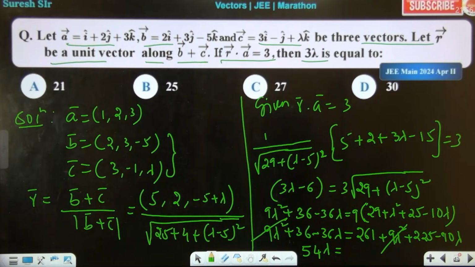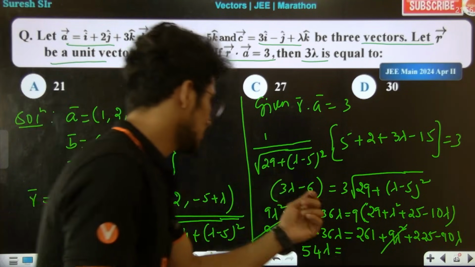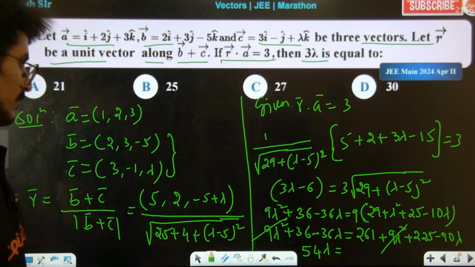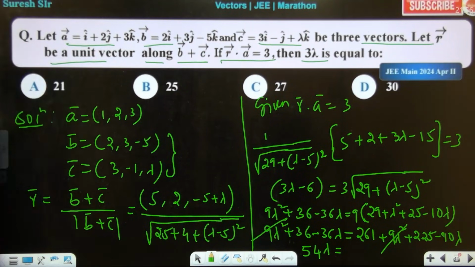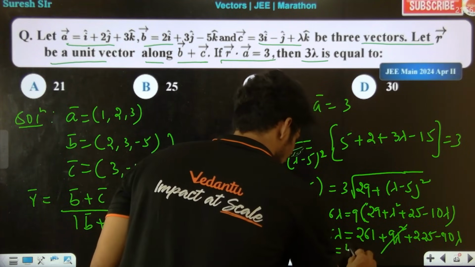450, yes or no? Yes, 450. Check, minus 36 is 450.